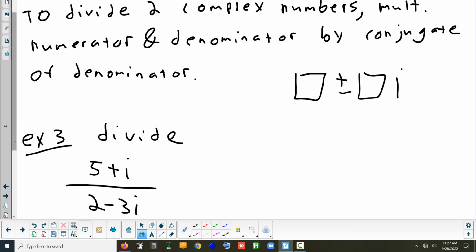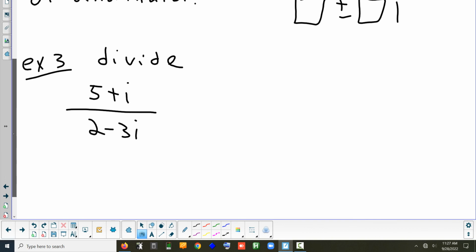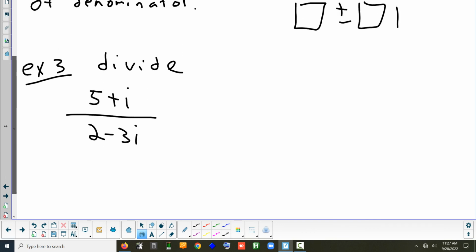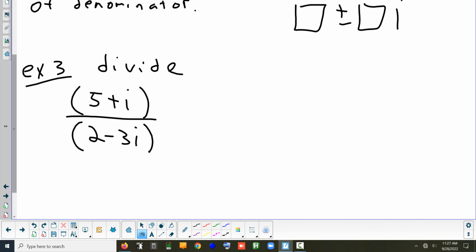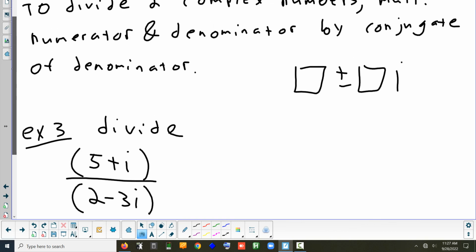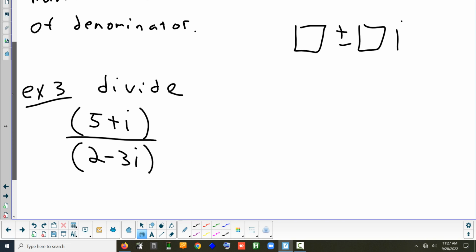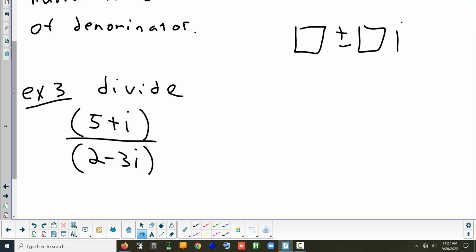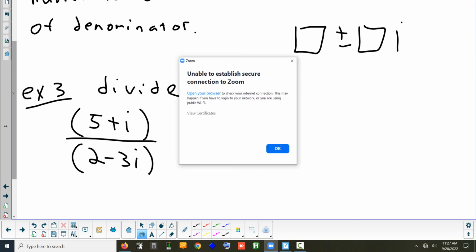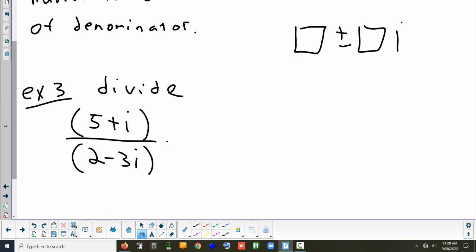Okay, let's try this one. So they want us to divide 5 plus i by 2 minus 3i. Well, that's the first thing I usually do. Put everything in parentheses. All right, so I should say to multiply the numerator by the conjugate of the denominator. It has to be the conjugate of the bottom. So what's the conjugate of the bottom in this case? 2 plus 3i.